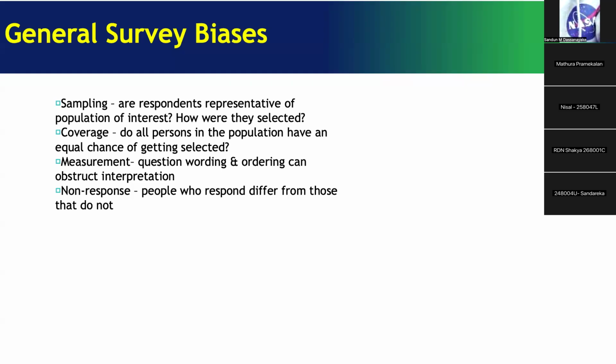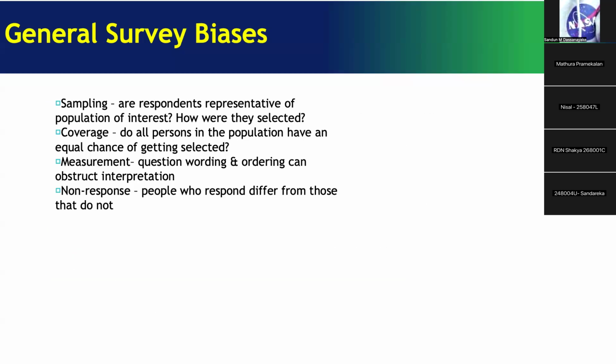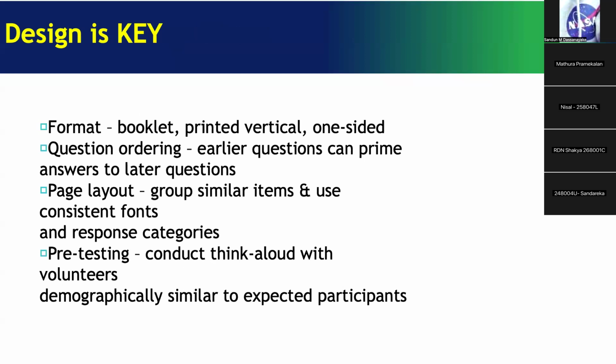Sampling, coverage, measurement, and non-response, these are general survey biases. This was response-related bias. These are the general survey biases. And design is the key. Format of the questionnaire, booklet printed, or the online question ordering.